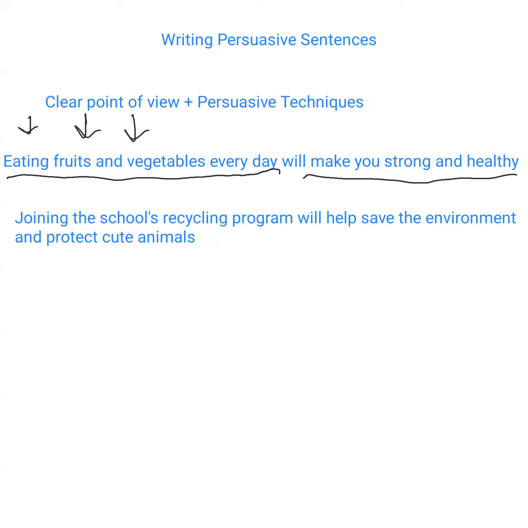So, Bo, I'm just going to ask people now. Bo, what is this sentence's clear point of view? What is this sentence trying to get its reader to do?